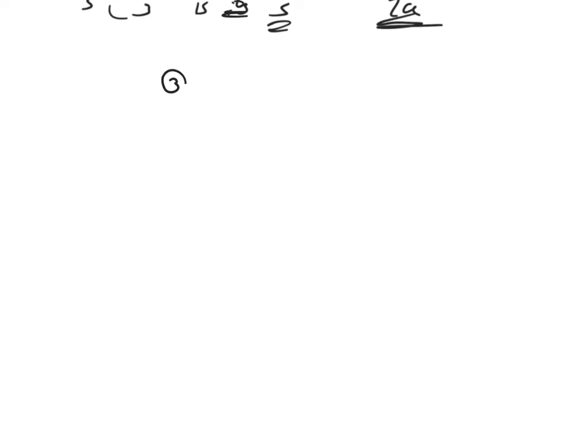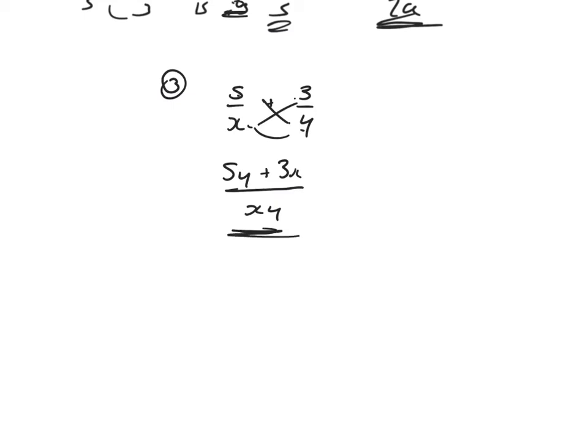Okay, example 3, let's go for 5 over x plus 3 over y. Okay, kiss and smile again. 5 times y is 5y, plus 3 times x is 3x, over x times y is xy. 5y plus 3x, well x's and y's are not like terms, so that's as simple as that goes. Final answer 5y plus 3x over xy.